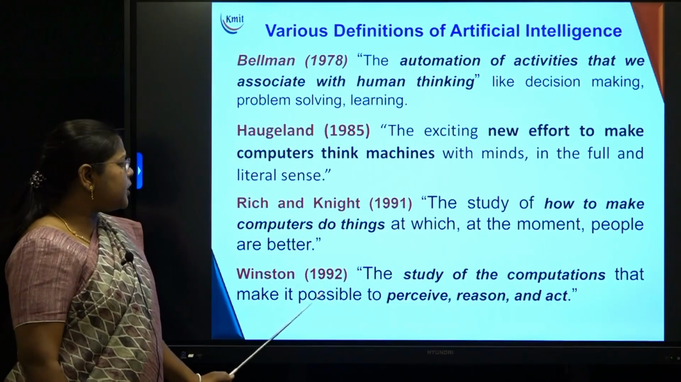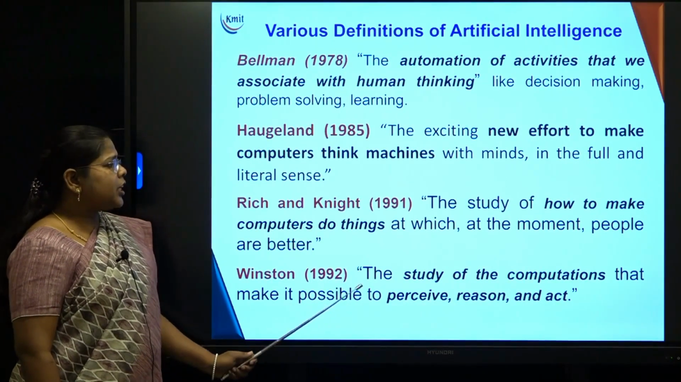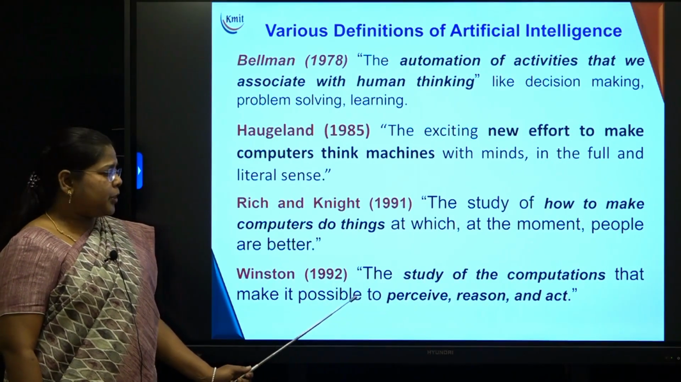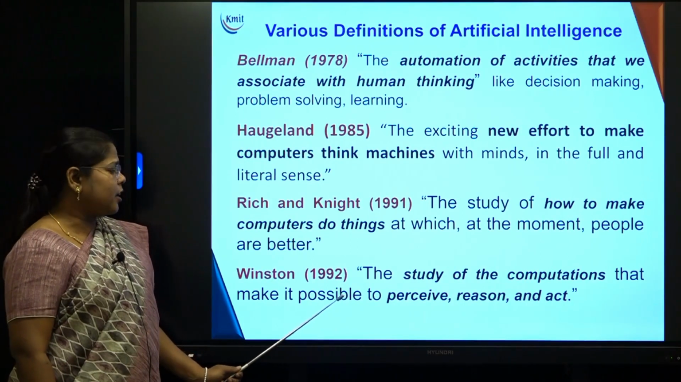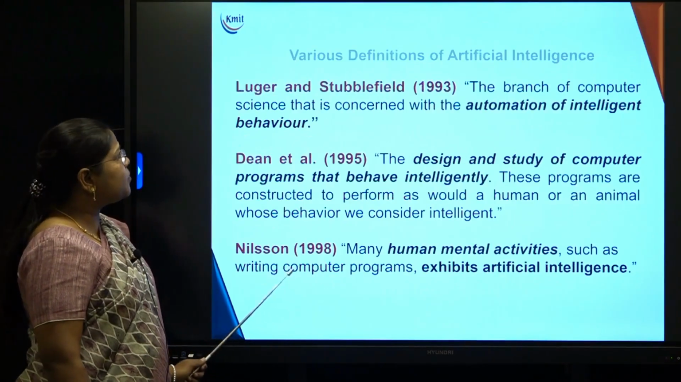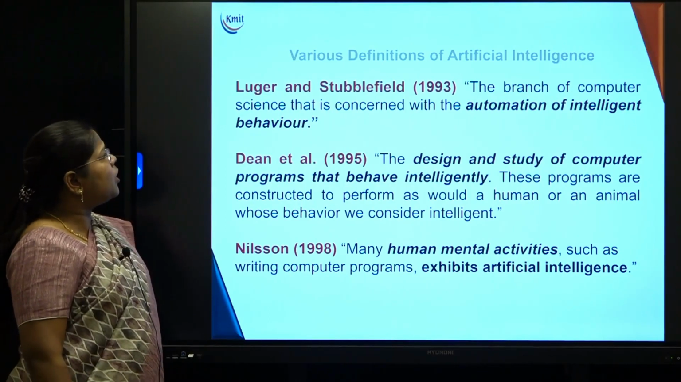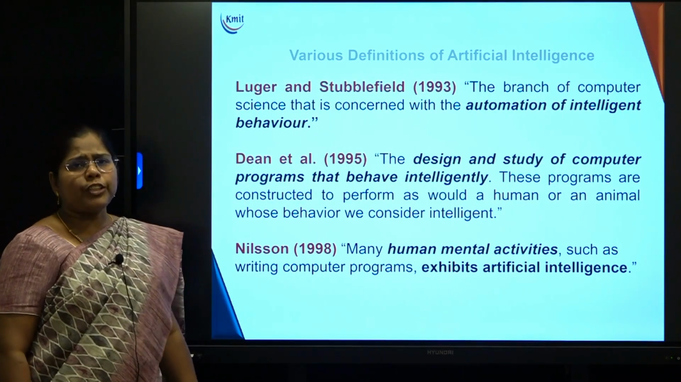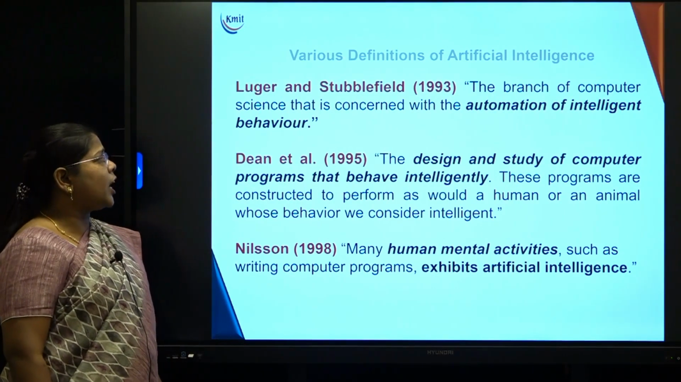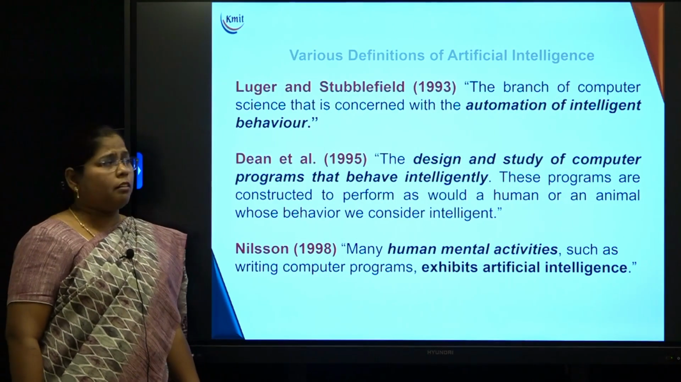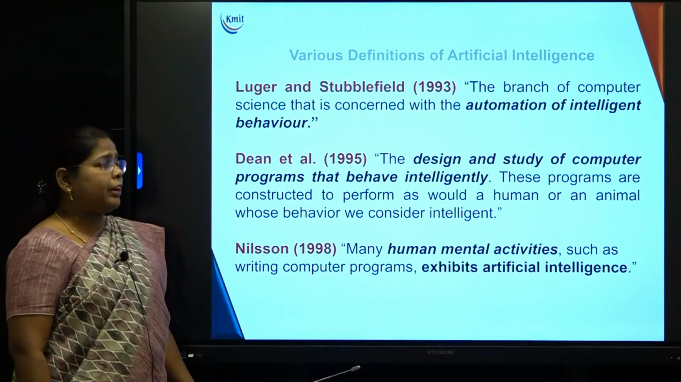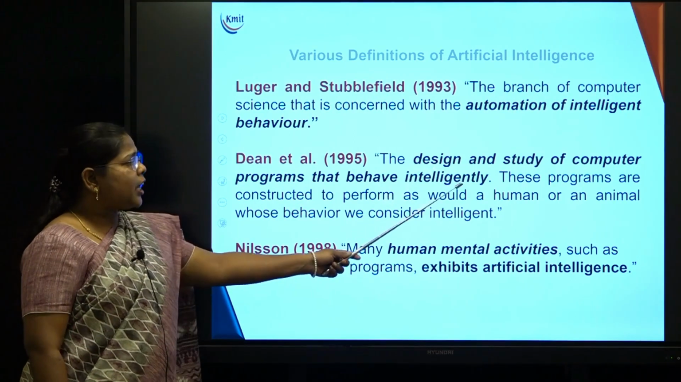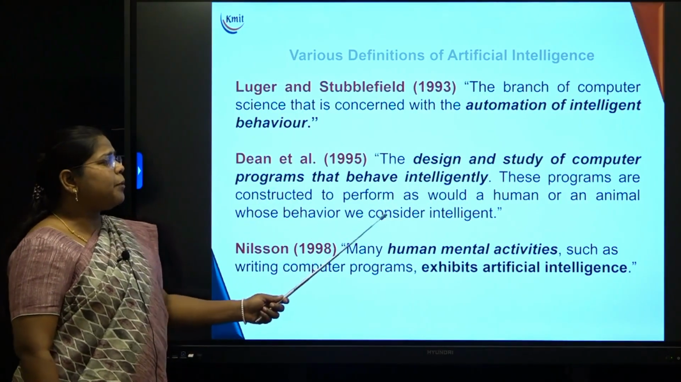And Winston says in 1992, it is the study of computations that make it possible to perceive, reason or act. Luger and Stubblefield defined artificial intelligence as the branch of computer science that deals with the automation of intelligent behavior. Dean Etel defined it as the design and study of computer programs that behave intelligently.